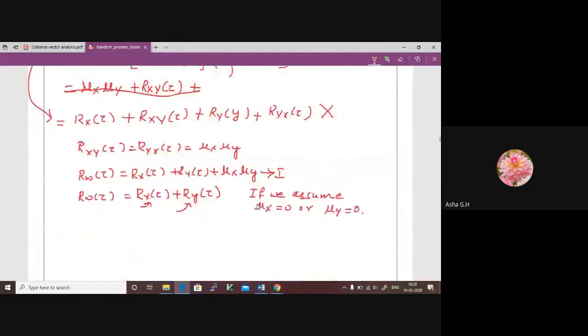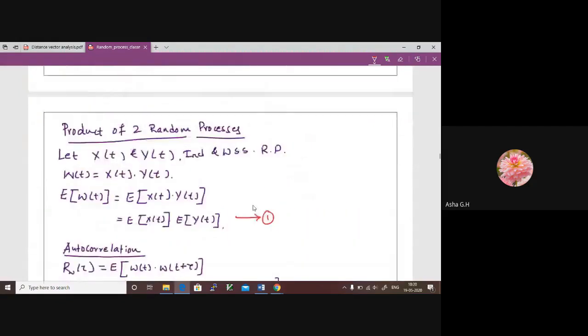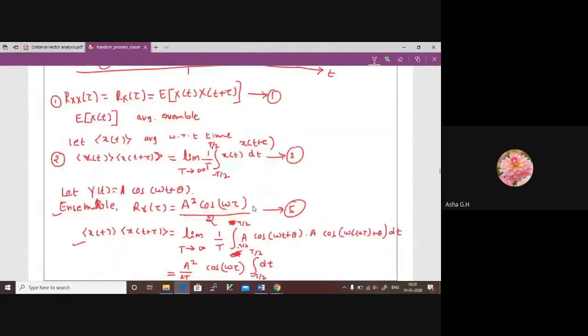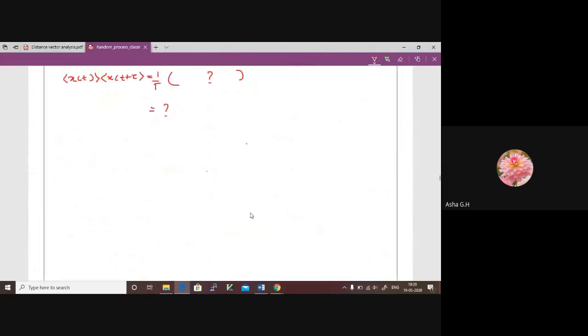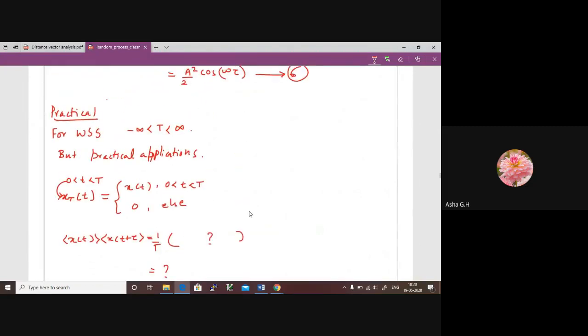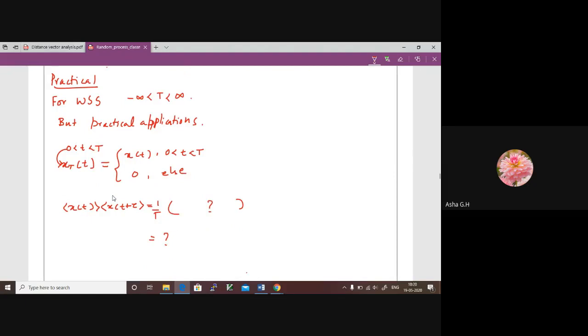And after doing that, try to answer this question. Now, when we practically consider the time limit from 0 to T instead of minus infinity to plus infinity, what will be the autocorrelation function for this case? Try to solve it, and if there is any doubt on this, we can discuss it once again.